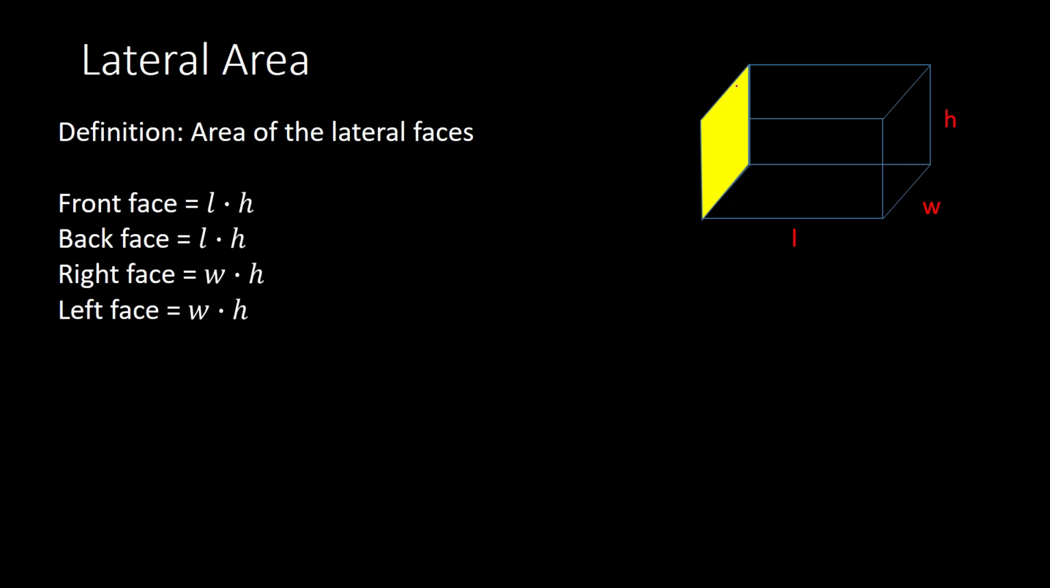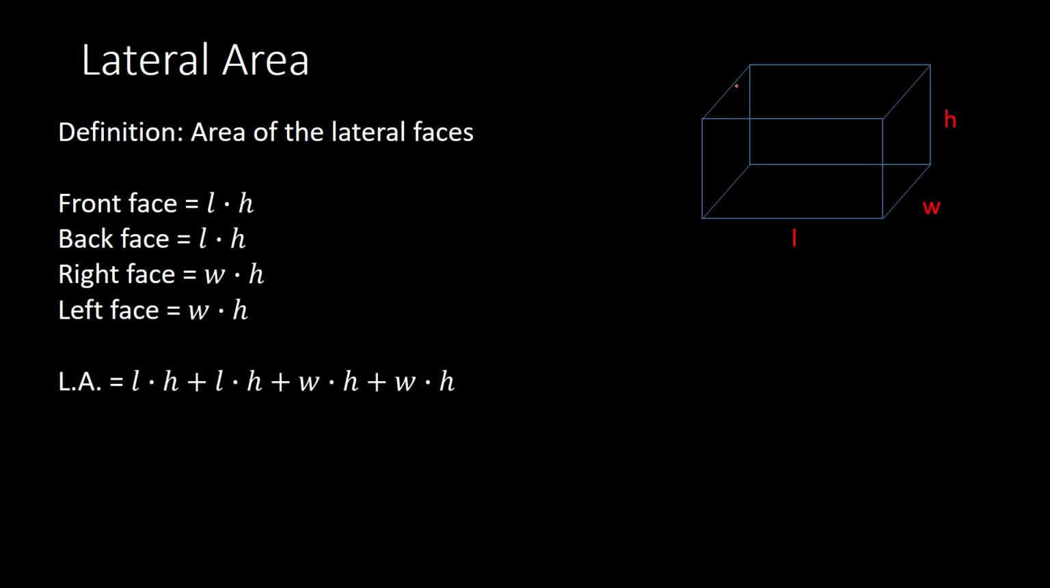So to find the total lateral area, we add up each of those areas together. So when you add those areas together, we have length times height, plus length times height, plus width times height, plus width times height. So what we can do from here is pull out what each of these terms have in common, and that would be they each have a height in common. So I factor height out, and I'm left with, in parentheses, the length plus length plus width plus width. Well, length plus length would give you 2 lengths, and width plus width would be 2 widths. And notice what that gives us.